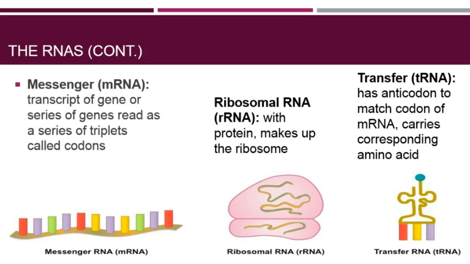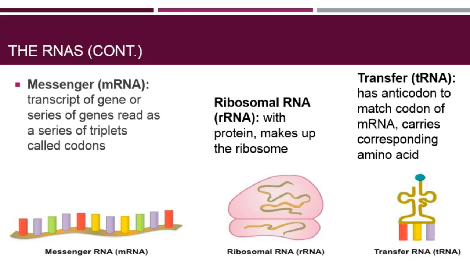And then we've got these guys, and these are the ones that are really key for protein synthesis. So we have first messenger RNA, or mRNA. And messenger RNA is the molecule that becomes the transcript of the gene or series of genes from the DNA molecule. And it is read as a series of triplet nucleotides that we call codons. So 3 nucleotides in a sequence is a codon.